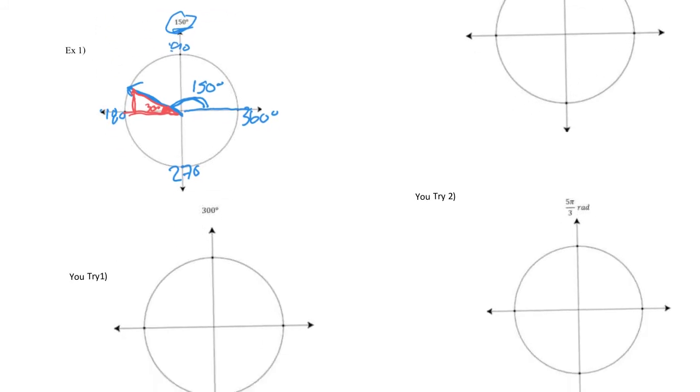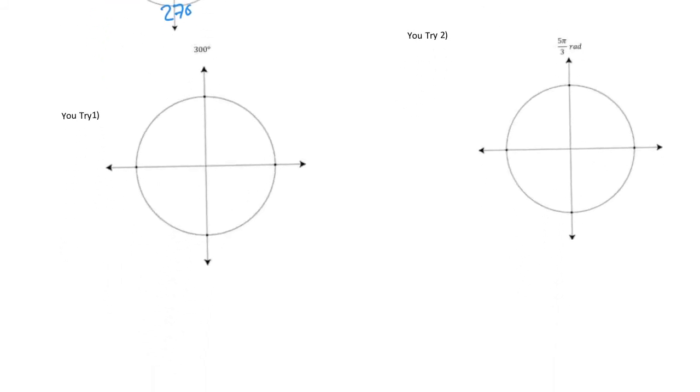So I want you to try one down here. Pause the video. In your notebook, try to graph a 300-degree angle, then hit play, and I'll show you the answer. So if I'm graphing 300, again, this would be 90, 180, 270, 360. So 300 is in between 270 and 360, right? So I started here on the initial side and made a 300-degree angle.